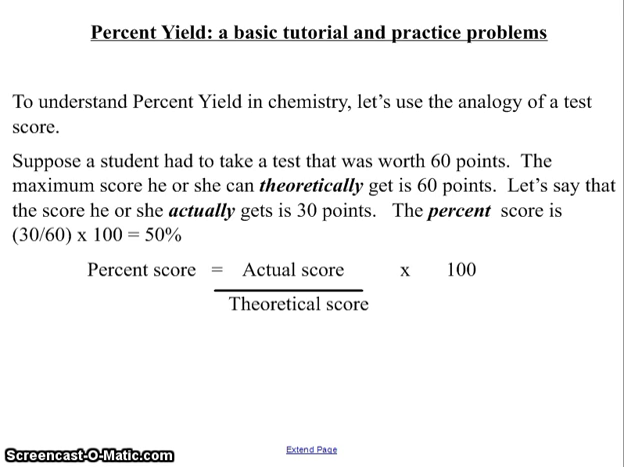Percent yield in chemistry, the best analogy is to think about a test score. If you take a test and it's worth, say, 60 points, your theoretical score is to get all 60 points. Let's say you take the test and you don't do so well, you get a 30 out of the 60 points. Well, your actual score is 30 out of 60, your actual out of your theoretical, multiply that by 100 and you get your percent score. You do this all the time. This is probably not an unfamiliar task for you.